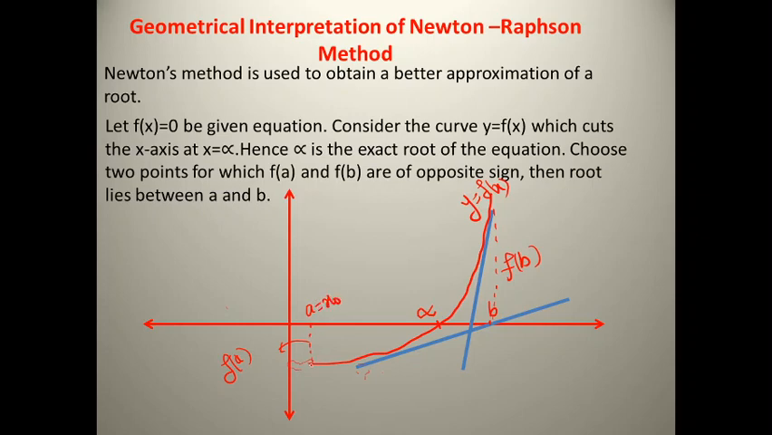So we will consider a point on the curve corresponding to this x0. What will be the coordinates of the point on the curve corresponding to this point? Obviously the x coordinate is x0, and the y coordinate is f of x0, right? Now drop the tangent to the curve at this point.